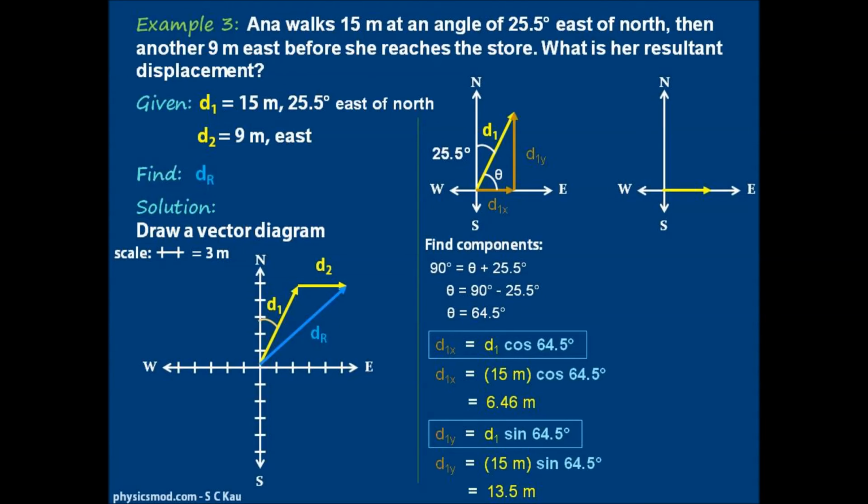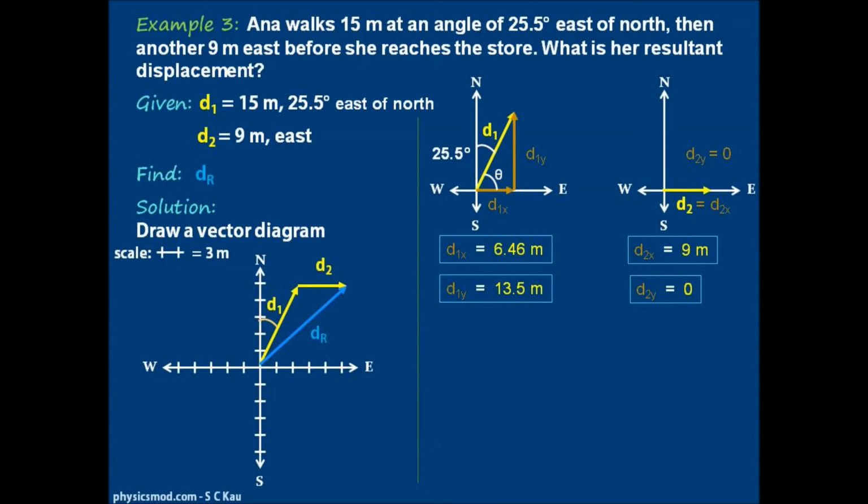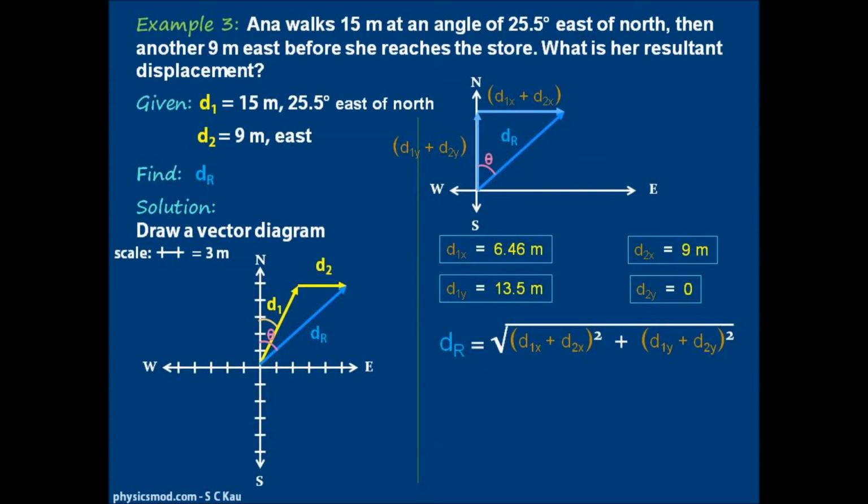Now let's solve for the x and y components of d2 equals 9 meters east. d2x equals 9 meters. d2y equals 0 because there are no movements in the north and south direction. We can now solve for dr. It's the square root of the sum of the squares of the x and y components.